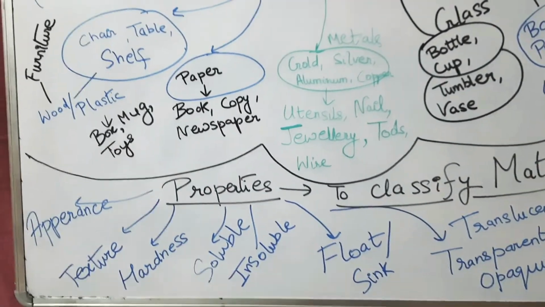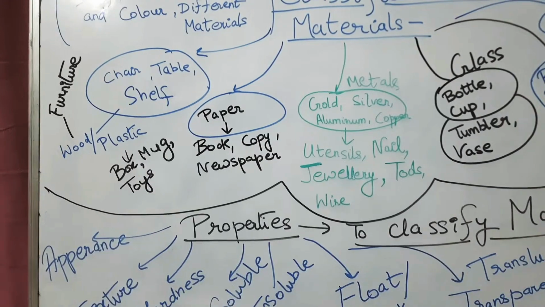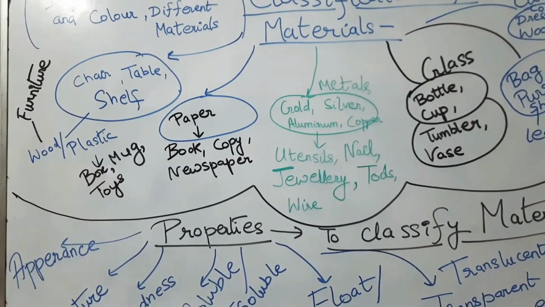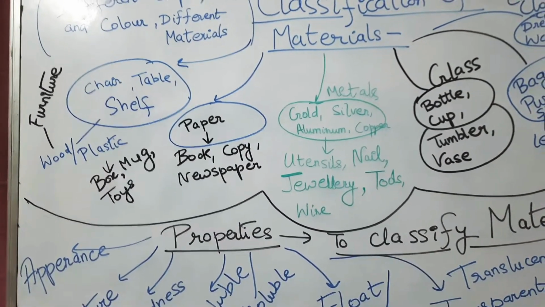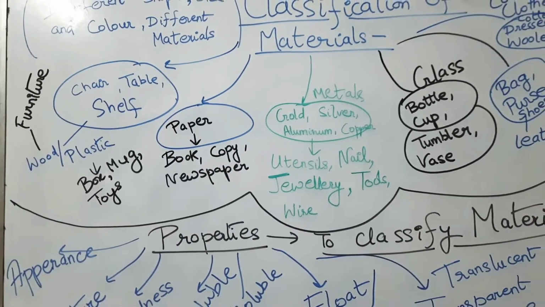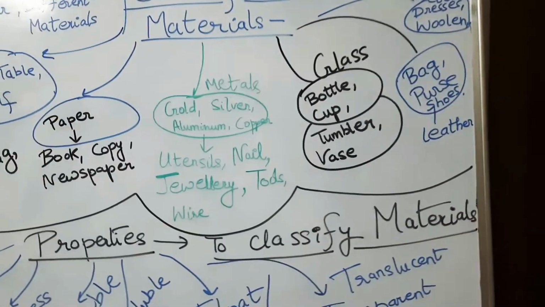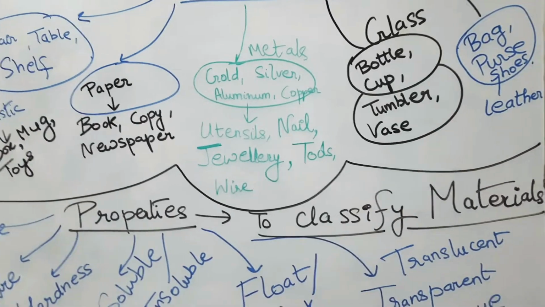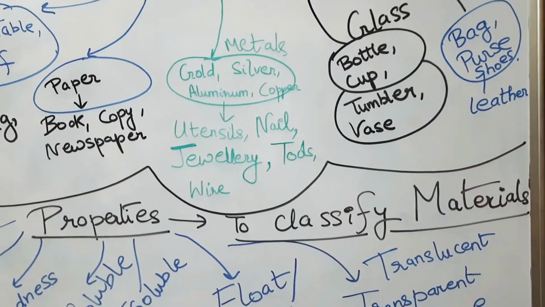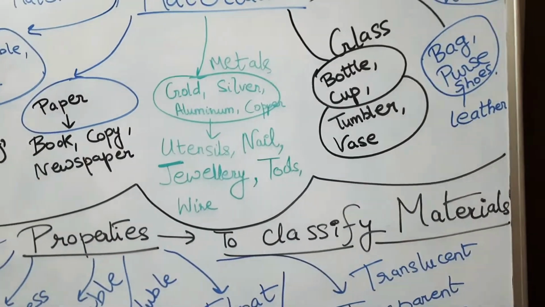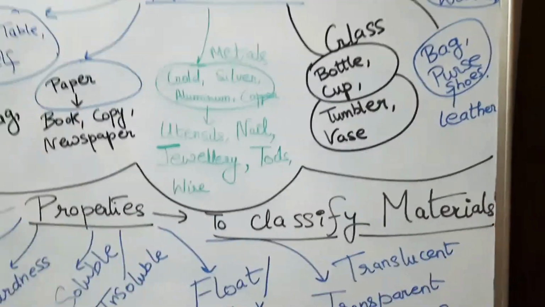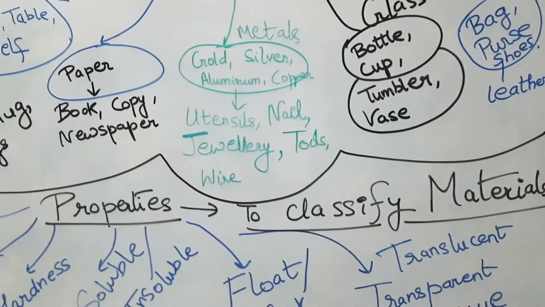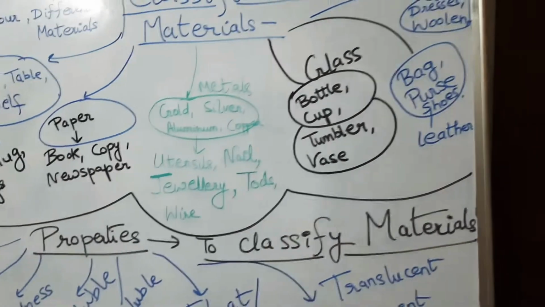मतलब कि इसे हम लोग easily डिकम्पोज कर सकते हैं. पेपर भी easily डिकम्पोज हो जाता है और वुड भी easily डिकम्पोज होता है, बट प्लास्टिक takes thousands of years to be decomposed. Now coming on to the metals, as we use in utensil, in our nail, tool, jewelry, wire, and many of the electronic gadgets, we use metal. Examples of metal are gold, silver, aluminum, copper.